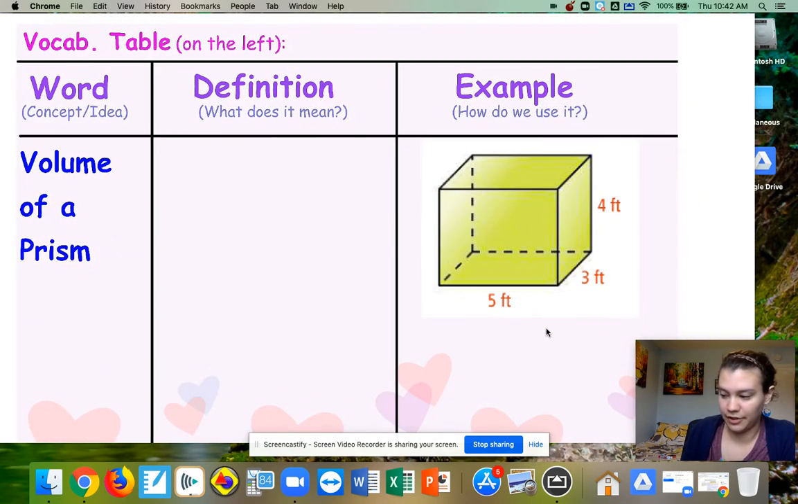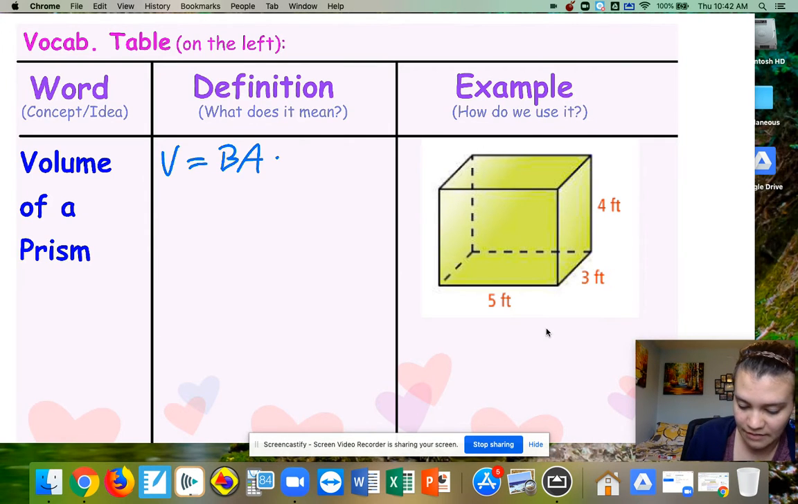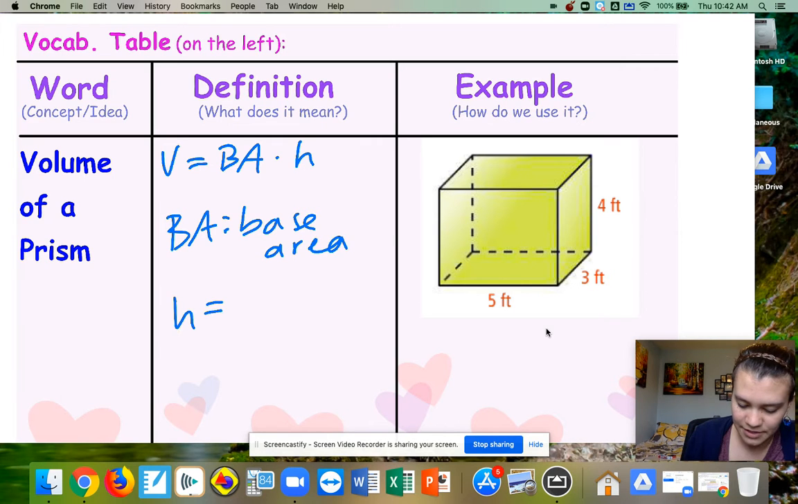So the volume of a prism is going to be your base area times whatever the height is. So here BA is your base area and H is your height.